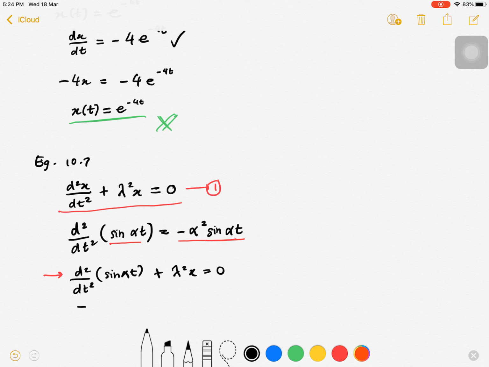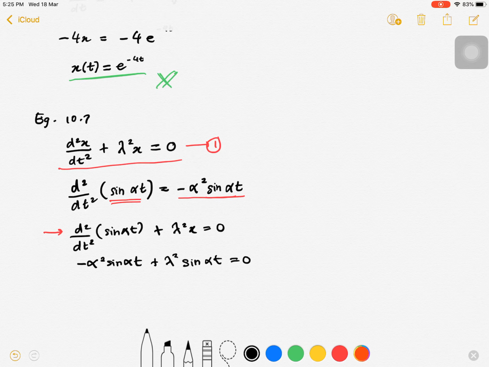So we will have negative alpha square sine alpha t, since we know that x is equal to the one inside here, so we can replace that, we can substitute. So we will get lambda square sine alpha t equal to 0. So this equation should be 0. So alpha is the unknown that we created. So alpha can also be lambda.